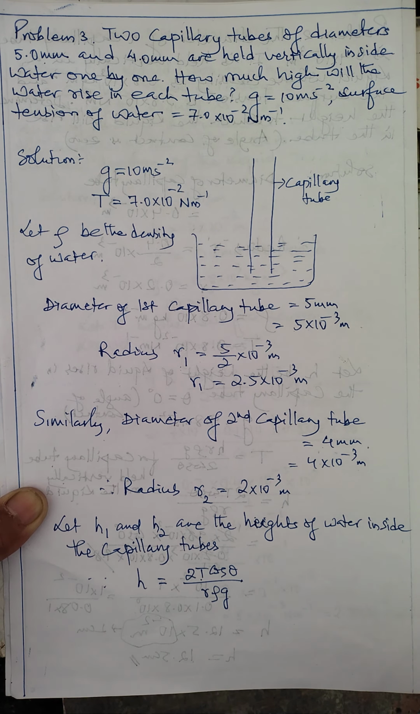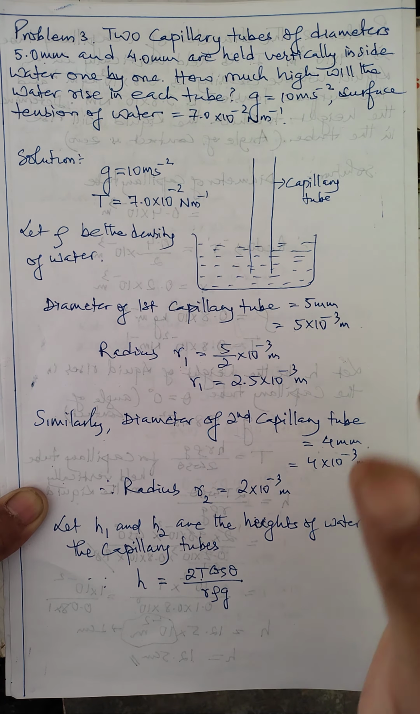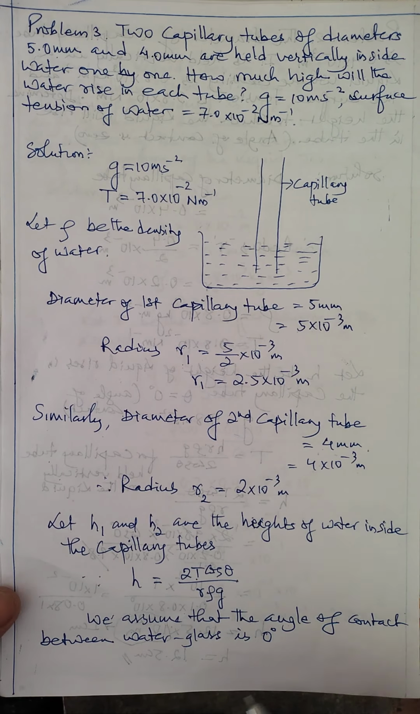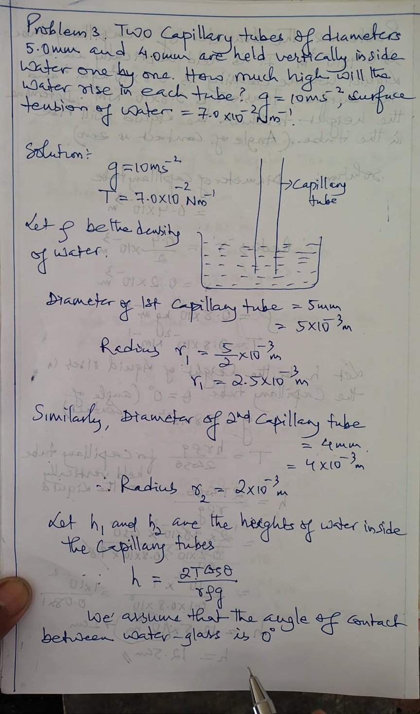Now when we calculate this height, and a tube is placed vertically inside the water, we assume that the angle of contact between water and glass is almost 0 degree. You know the angle of contact between water and glass will be 0 degree for pure water and clean glass plate. Clean glass. So I write down, we assume: what is the angle of contact that we can assume in this particular question? That is 0 degree.